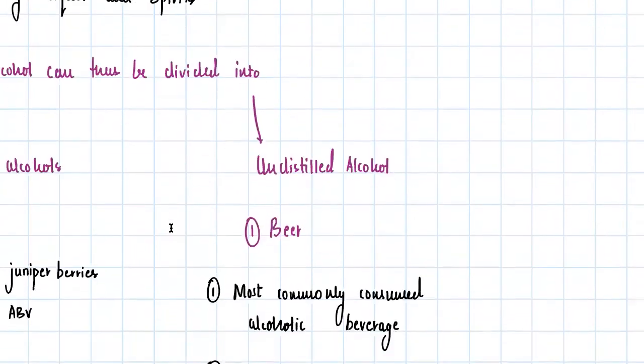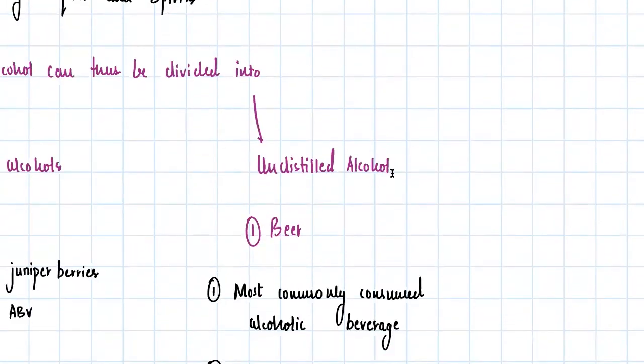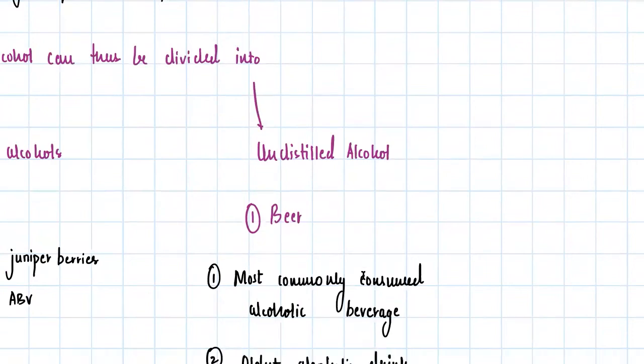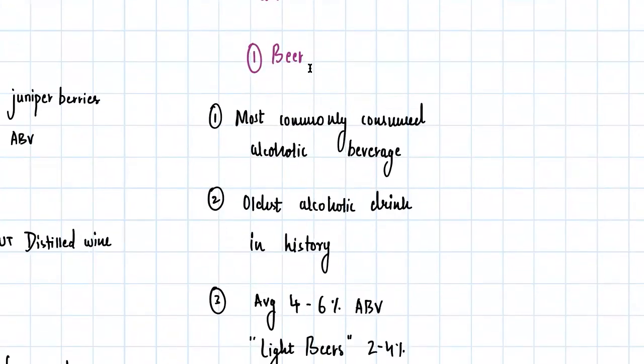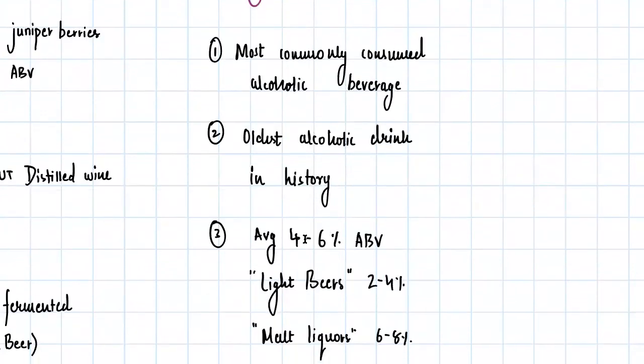So alcohol can be divided into distilled alcohols and undistilled alcohols. What are the undistilled ones? Beer is the most commonly consumed alcohol beverage. It is undistilled alcohol. It is the oldest alcoholic drink in history. Average beer has 4 to 6% of alcohol by volume. Light beers have 2 to 4, and malt liquors have 6 to 8.